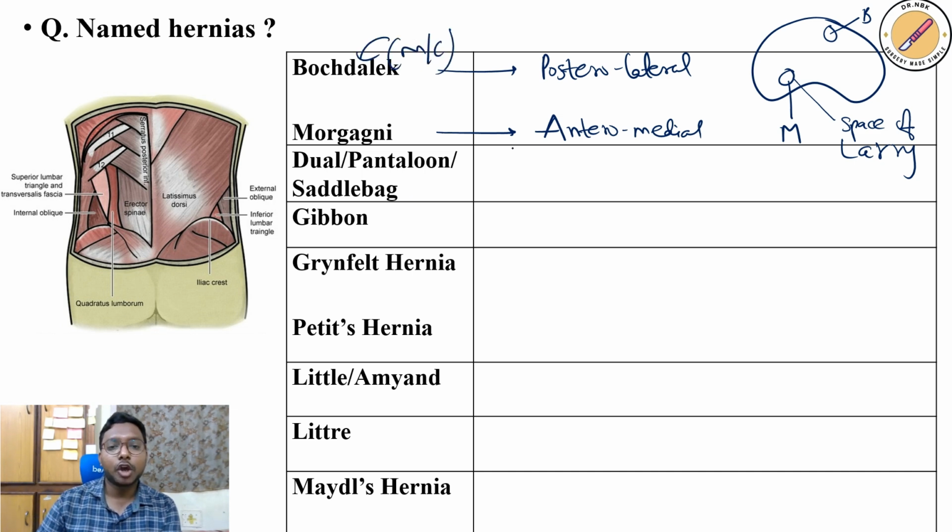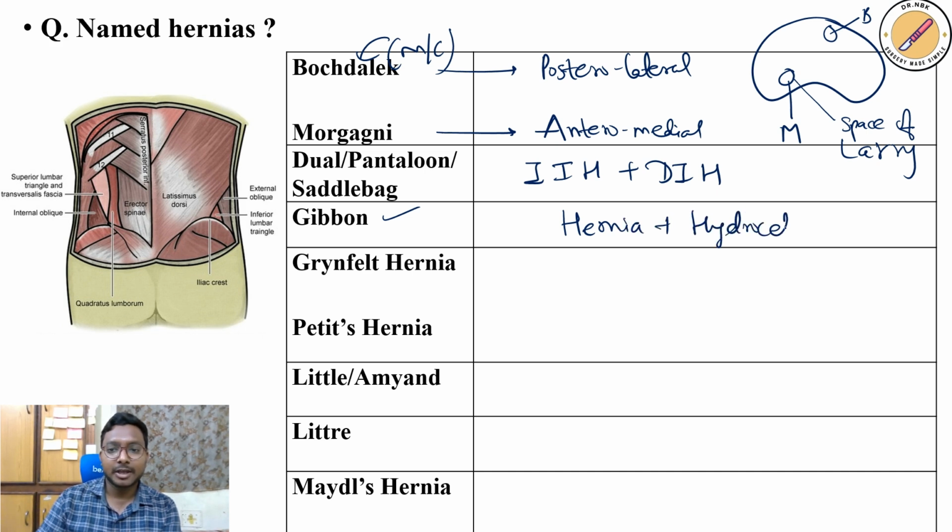Next, dual hernia or pantaloon hernia, which is also called saddlebag hernia. This is nothing but both the indirect inguinal hernia plus direct inguinal hernia are present in the same patient on the same side. And again, Gibbon hernia, named after a very famous scientist, is when both the hernia and hydrocele are present on the same side. So it is called Gibbon's hernia.